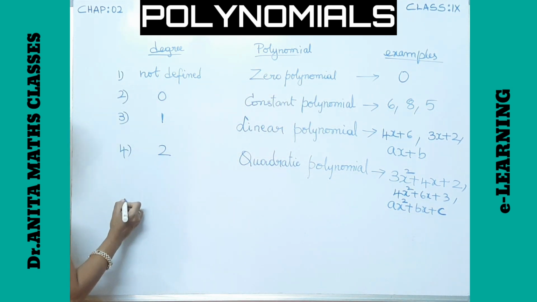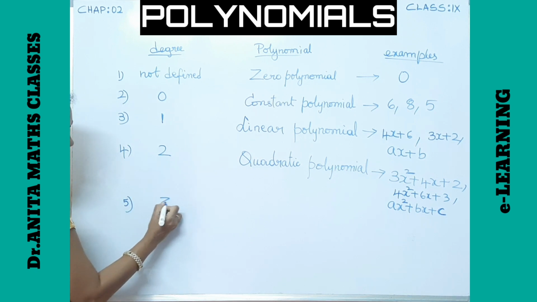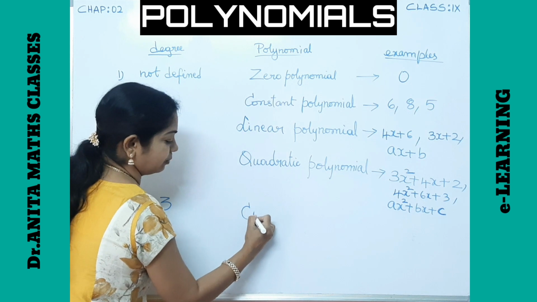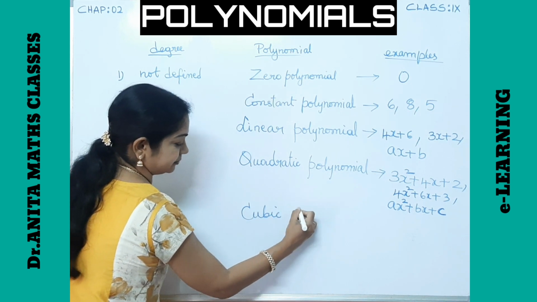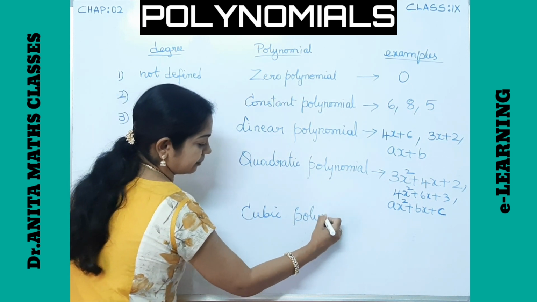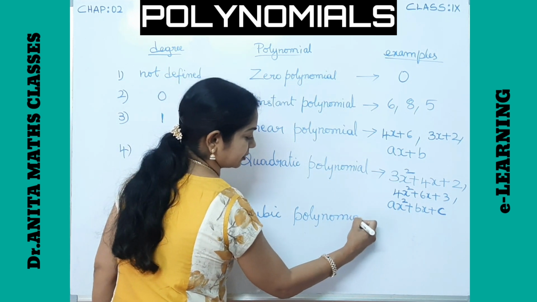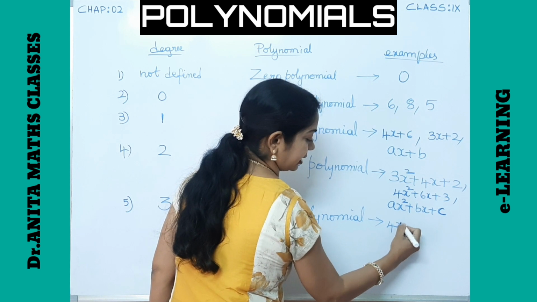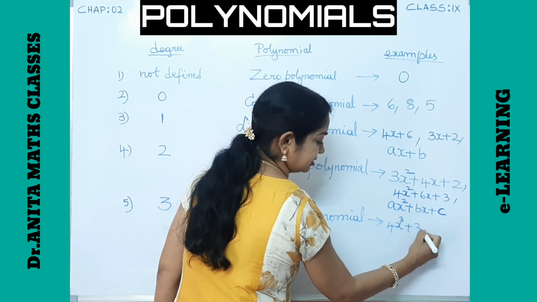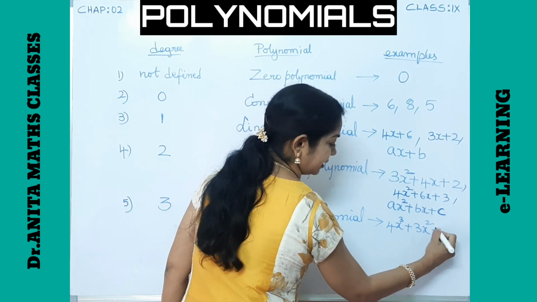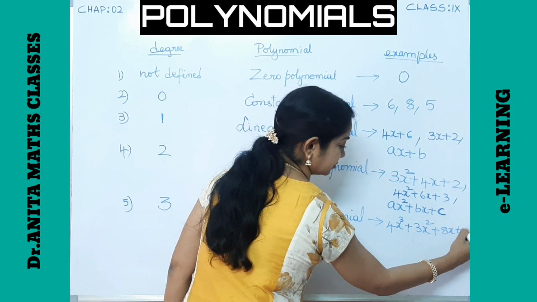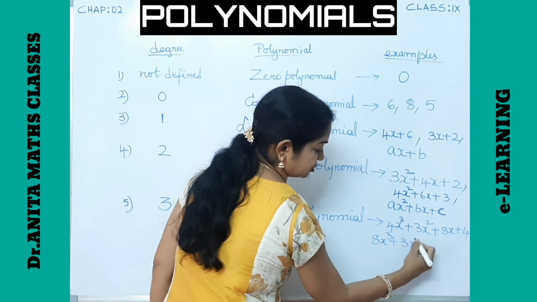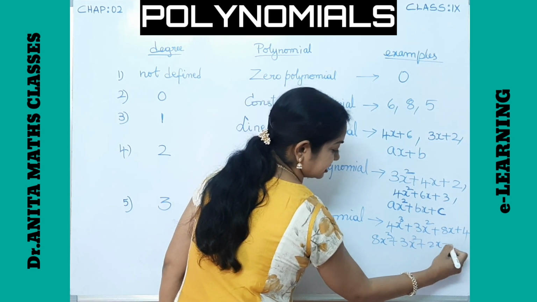Now the next one, that is 3. If the degree of the polynomial is 3, that is called a cubic polynomial. Let us see the examples here. 4x cube plus 3x square plus 8x plus 4. Likewise 8x cube plus 3x square plus 2x plus 6.